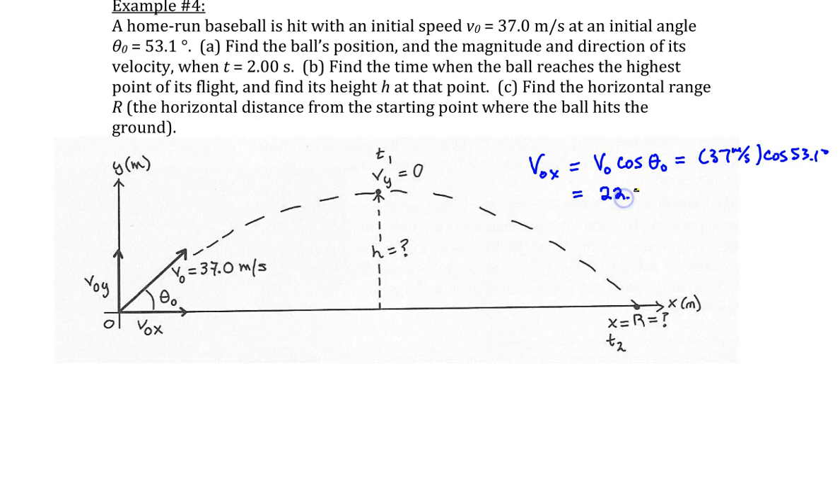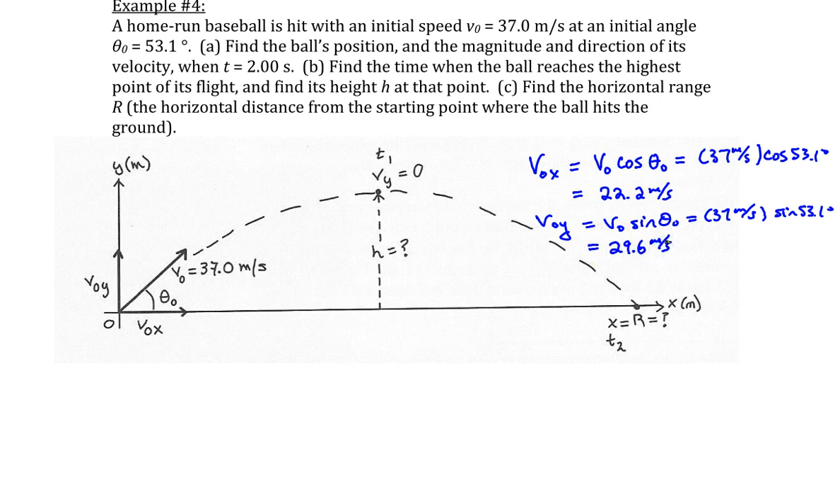We'll get a velocity of 22.2 meters per second. Then we'll do the similar thing for the vertical velocity, v0y, which is equal to v0 times the sine of the angle theta 0. That's 37 meters per second times the sine of 53.1 degrees. And that will give you a velocity of 29.6 meters per second.